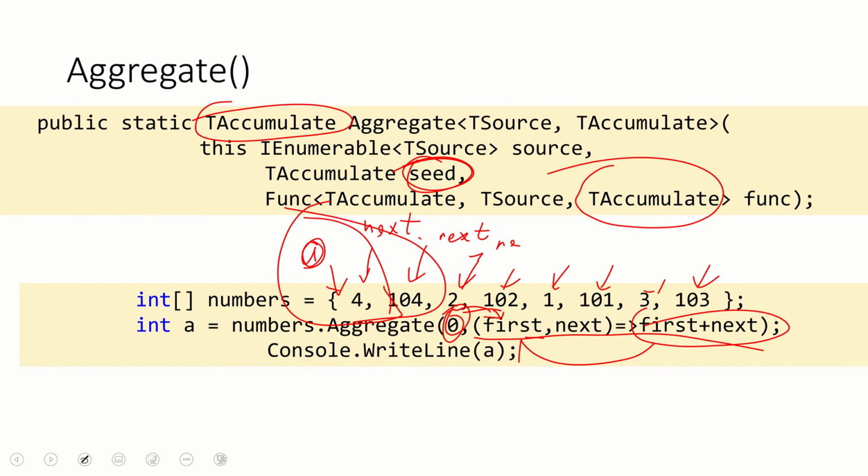This is very useful when you're starting with an initial seed. For example, maybe you're missing one of the values and you want to add one more value in there. You can do something like this.